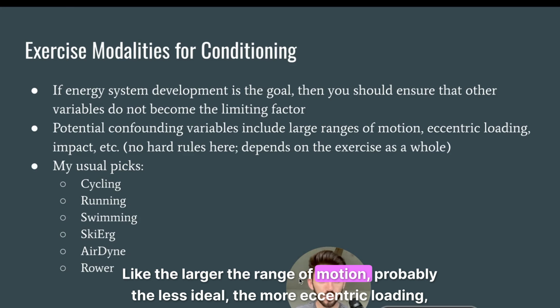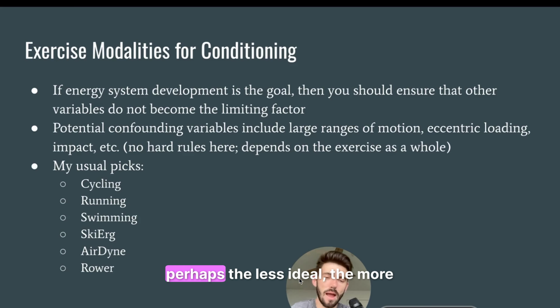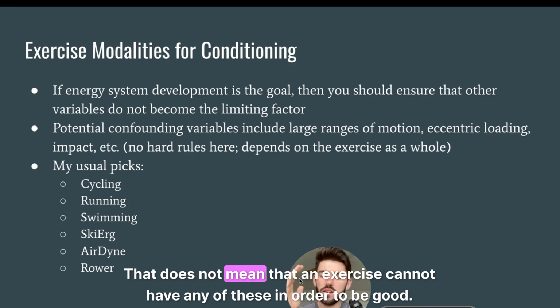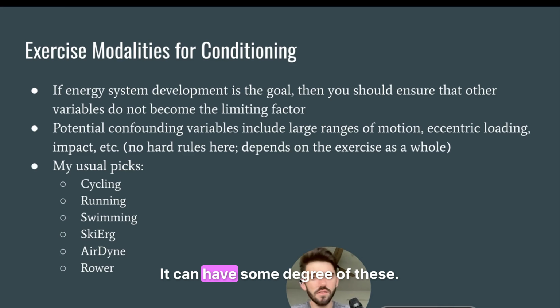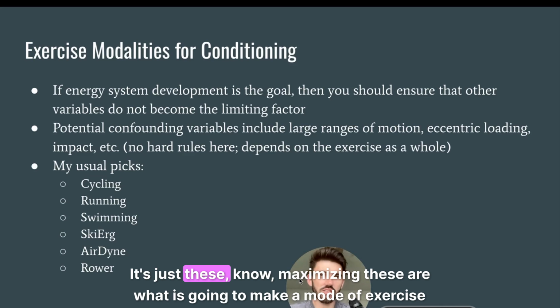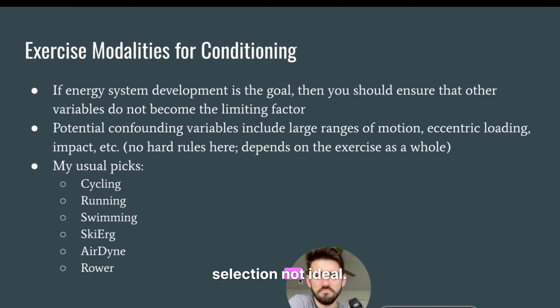Like the larger the range of motion, probably the less ideal. The more eccentric loading, perhaps the less ideal. The more impact, perhaps the less ideal. But that does not mean that an exercise cannot have any of these in order to be good. It can have some degree of these. It's just that maximizing these is what is going to make a mode of exercise selection not ideal.